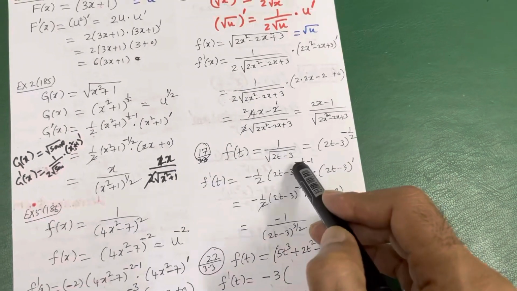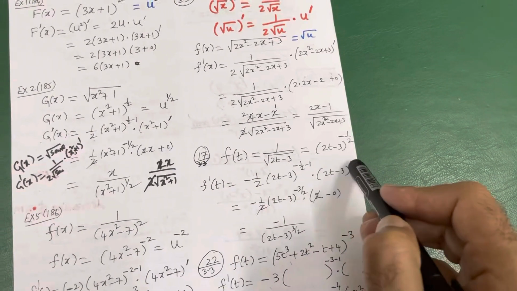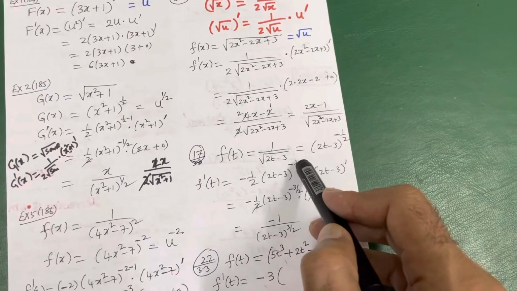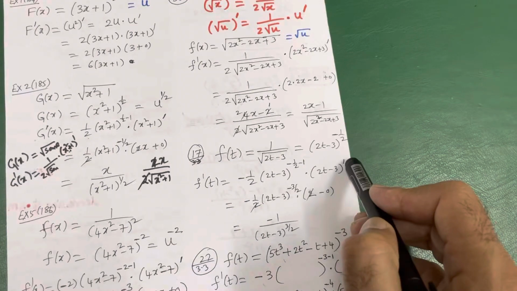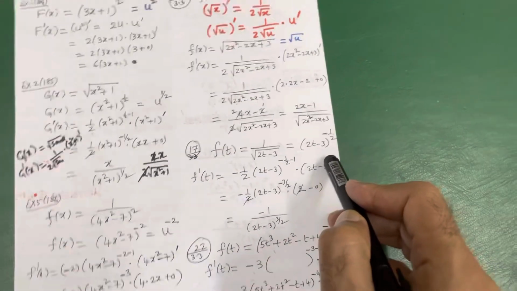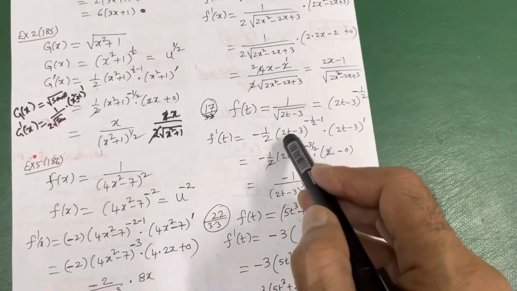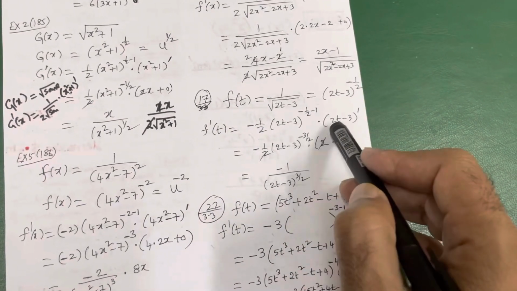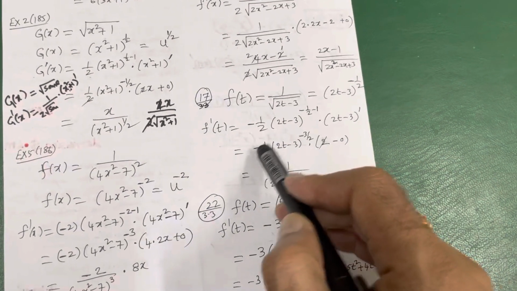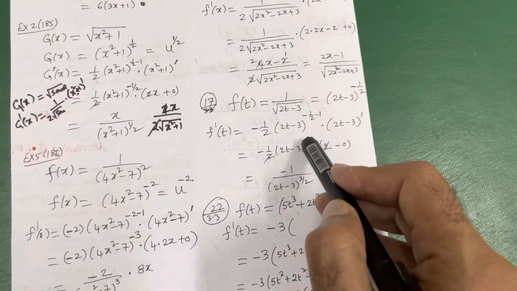Whose power, whose derivative, 2t minus 3 derivative. n u power n minus 1 multiply u prime. Don't forget the formula. Minus half 2t minus 3 to the power minus 3 over 2. 2t derivative 2, minus 3 derivative 0. This 2 and this 2 will cancel. So minus 2t minus 3 to the power 3 by 2.